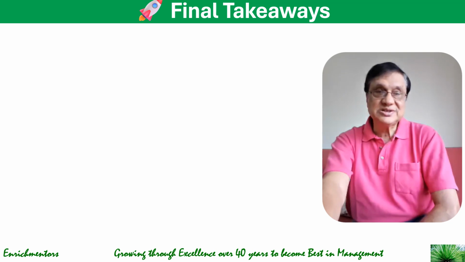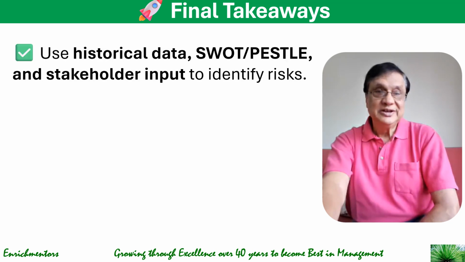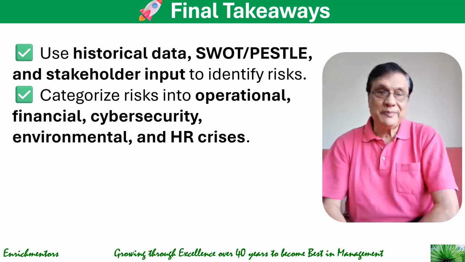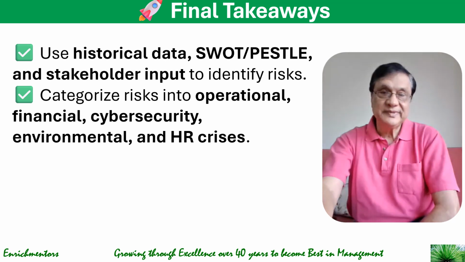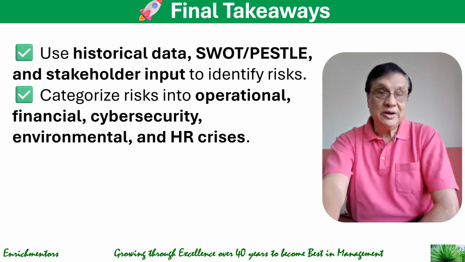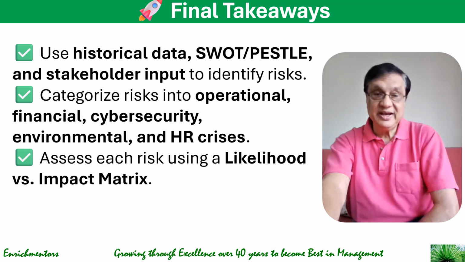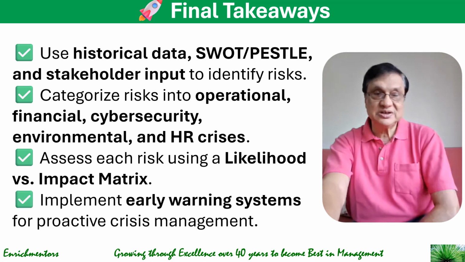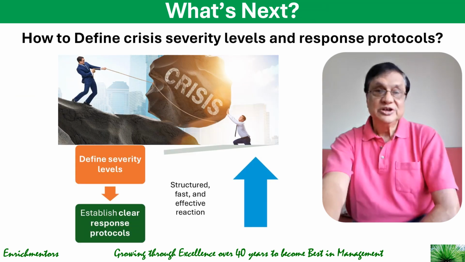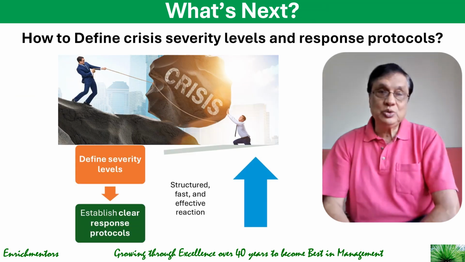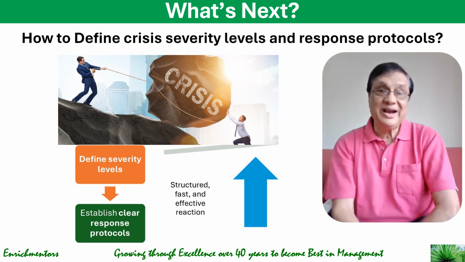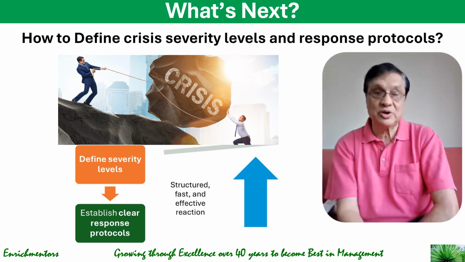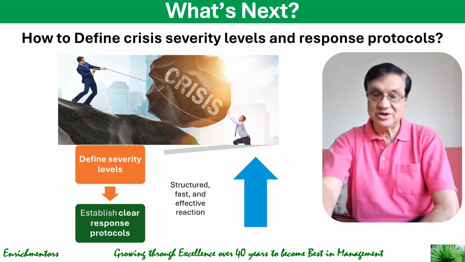So what are the final takeaways in this lecture on risk assessment? First, we can use historical data, SWOT, PESTEL, and stakeholder inputs to identify the risks. Then we need to categorize risks into operational, financial, cybersecurity, environmental, HR, etc., that we saw. Then you need to assess each risk using a likelihood and impact matrix and implement early warning systems for proactive crisis management. So what is next? Having looked at how to identify these crises, we will now look at how to define crisis severity levels and response protocols that we started talking about in this lecture.